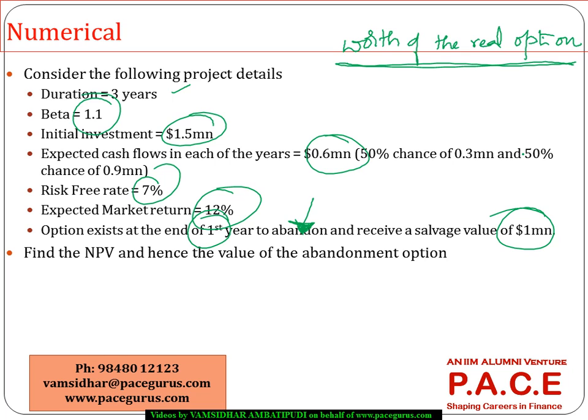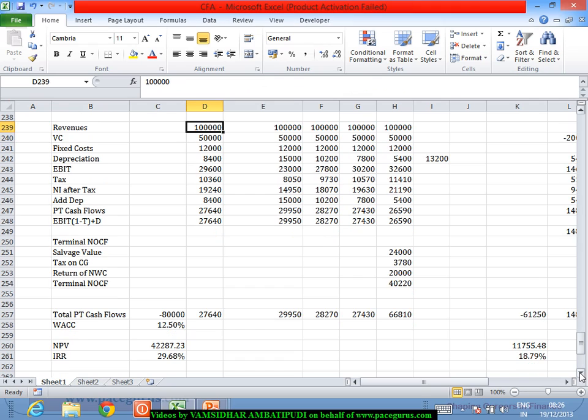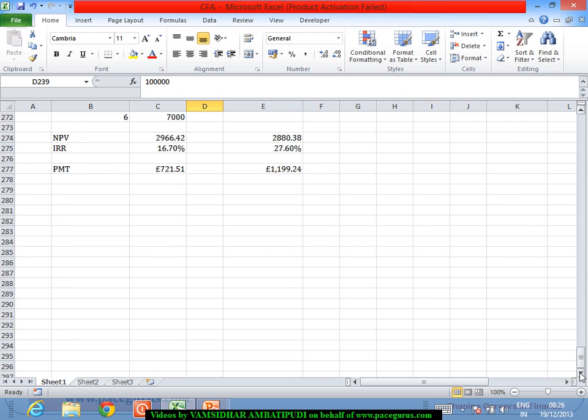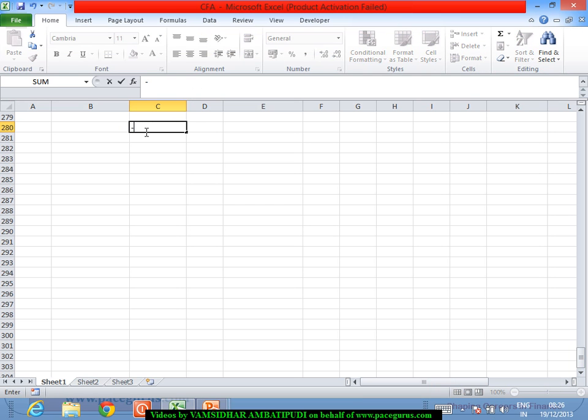So whenever our intention is to compute the worth or the value of the real option, the most important way to look at is find the value of the project without the option. Okay, first let me look at how do I compute the value of the project without the option. What are the cash flows involved in this? Okay, it's a 3-year project. Initial investment of 1.5. I'm going to get 0.6 in each of the 3 years.